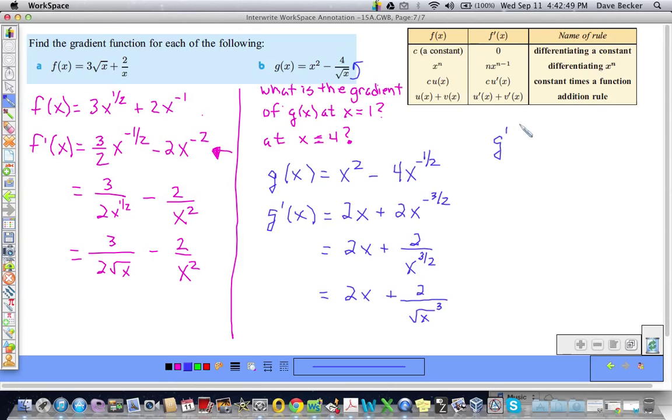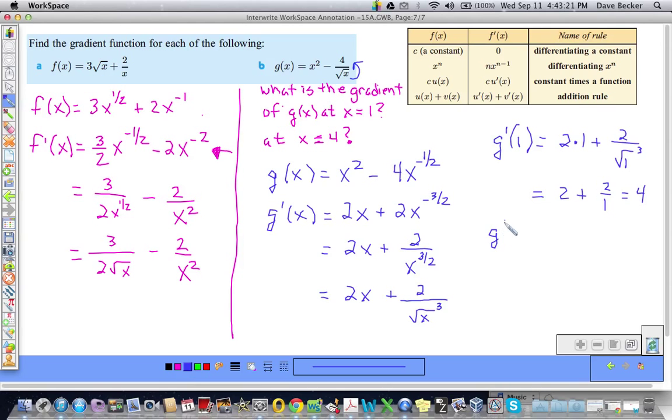So g prime of 1, to find the gradient, is equal to 2 times 1 plus 2 over the square root of 1 cubed. All I did is I took my gradient function, the derivative, and I replaced x with 1. So this becomes 2 plus square root of 1 is 1, 1 cubed is 1, so 2 plus 2 over 1, or 2 plus 2, which is 4.